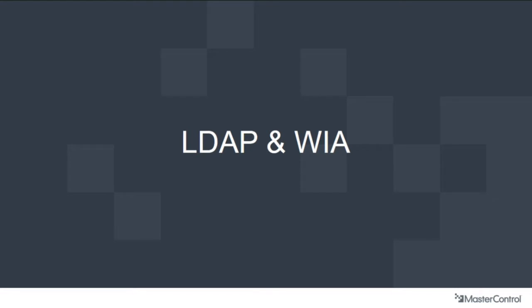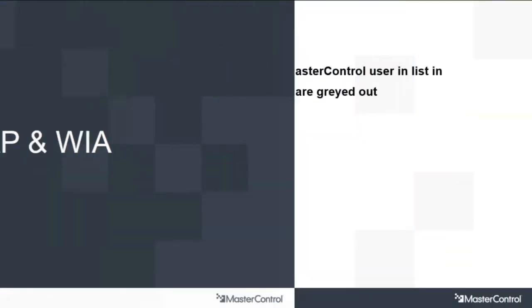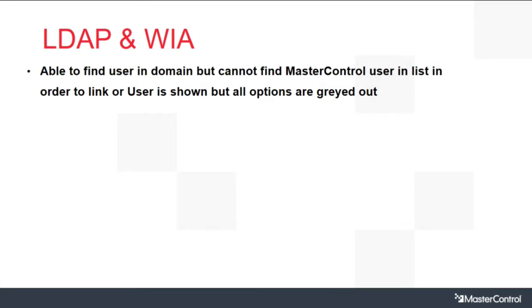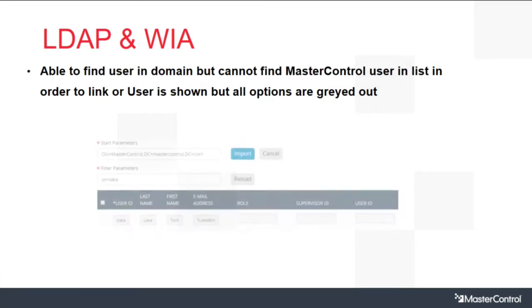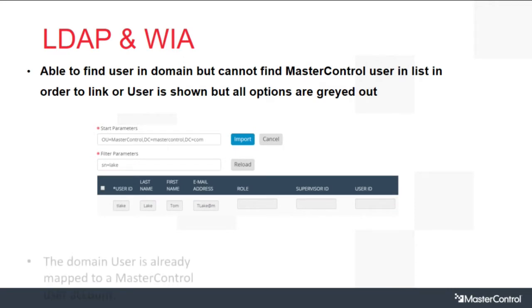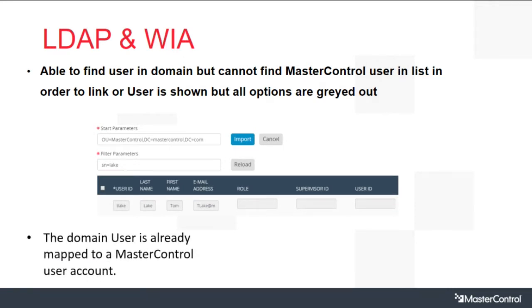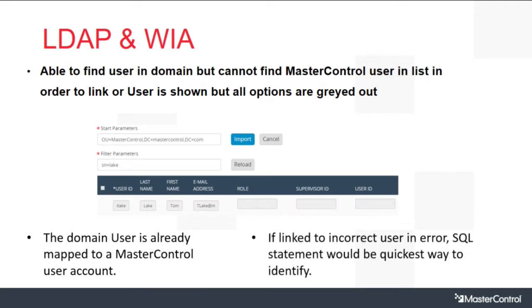So LDAP and WIA is quite a common one. It's not too complicated, but it does raise quite a few tech support issues. One example is where, when you're trying to perform an LDAP import, you can find the user on the domain, on the left-hand section, but on the right-hand side there's no option to select a master control user to link this to. The most common reason for that is this particular domain user is already linked to a master control account. And when you verify that on the user screen, if you find that they're not linked, then it could be that they're linked to an incorrect account.